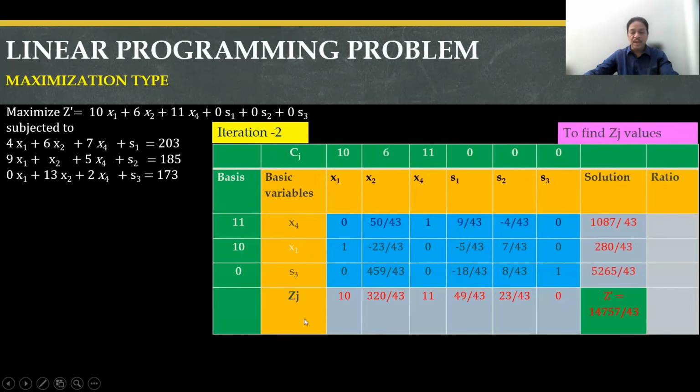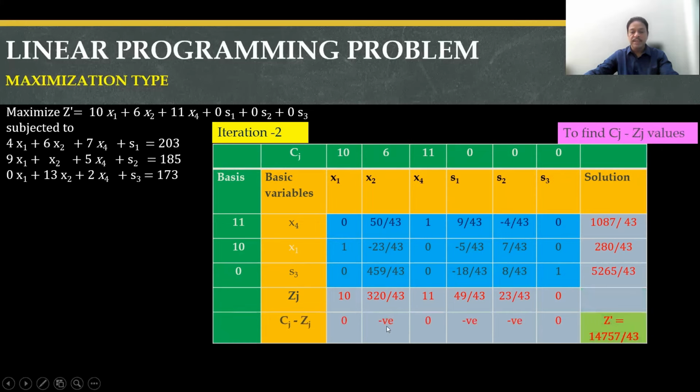And we again find the value of Zj and Cj minus Zj. And we see here that all the entries under Cj minus Zj are either 0 or negative. It means we have reached the optimal solution and the iteration stops here. Now from this table, we get x4 is equal to 1087 by 43, x1 equal to 280 by 43, s3 is equal to 5265 by 43, and x2 is equal to 0, and s1 and s2 are also equal to 0 since they are not part of the solution.